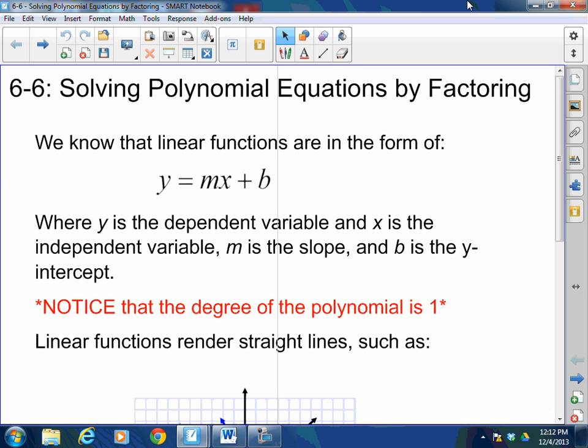So, we already know that linear functions are in the form of y equals mx plus b. Our midterm is coming up, so just a friendly reminder.